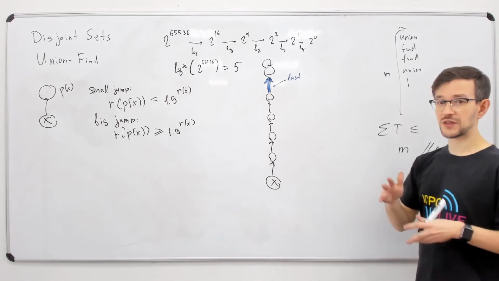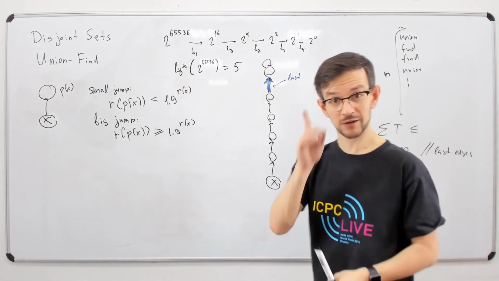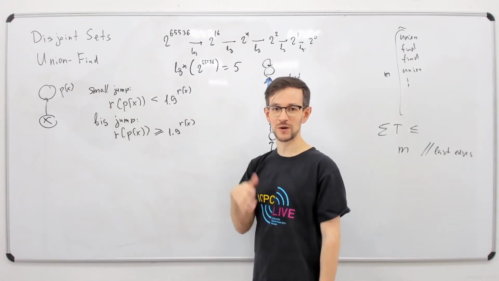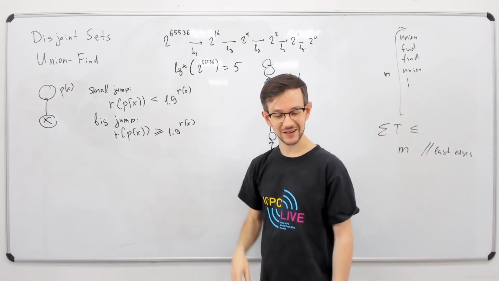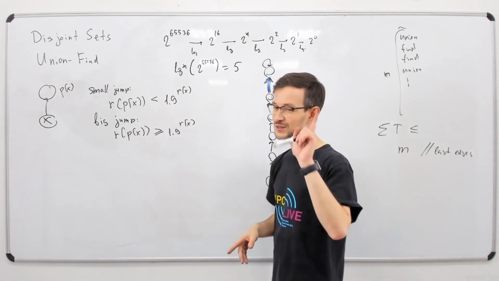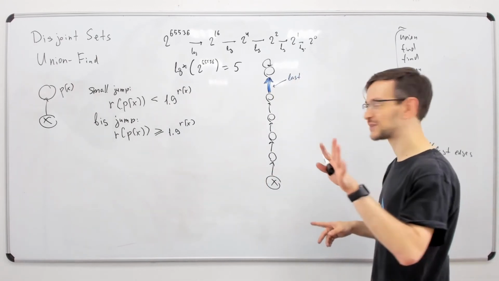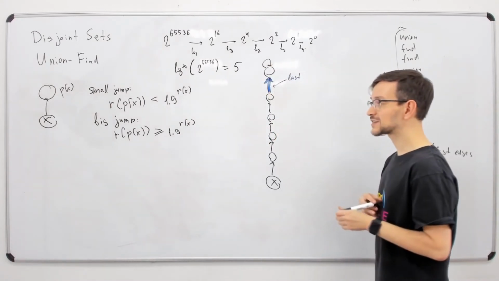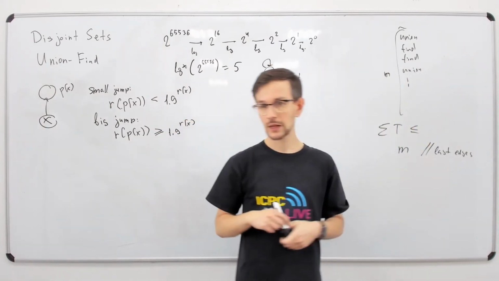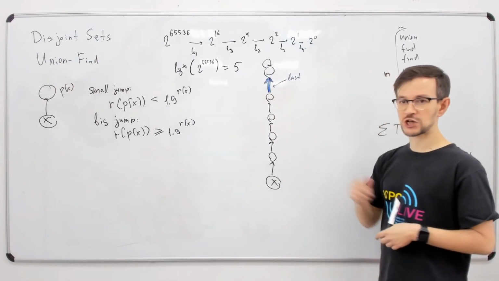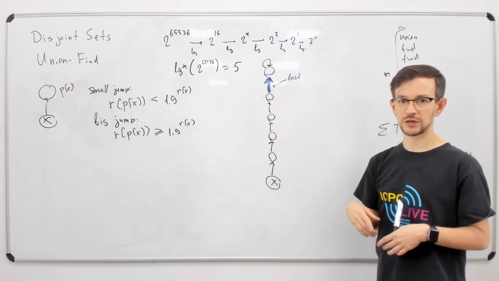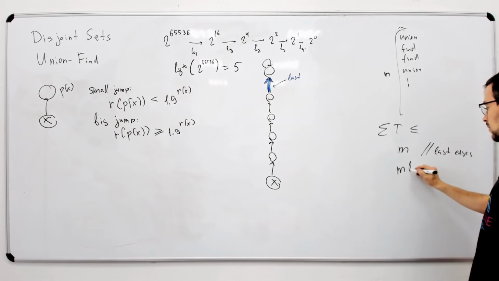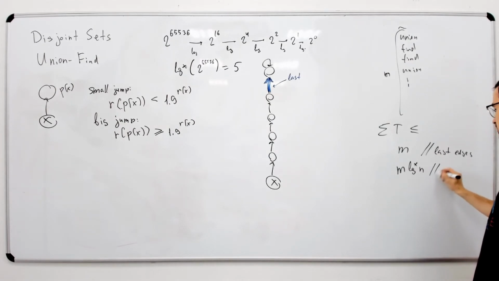Why is it 1.9? Because I need some number less than 2, but quite close to 2. We'll get to it in a minute. First, let's calculate the number of big jumps. I claim that the number of big jumps in each find operation is about the iterated logarithm. So we have m log iterated of n big jumps.